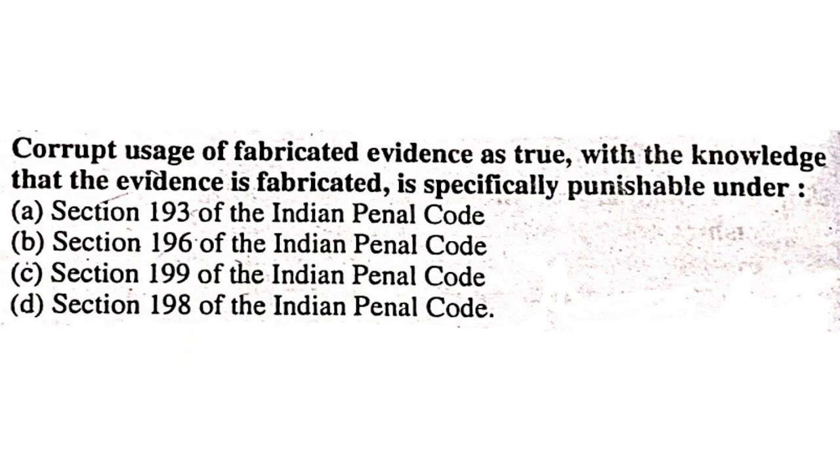Corrupt usage of fabricated evidence as true with the knowledge that the evidence is fabricated is specifically punishable under section 193, 196, 199, or section 198 of the Indian Penal Code. It is punishable under section 196. Section 193 is punishment for false evidence, and corrupt usage of fabricated evidence as true is punishable under section 196 of the Indian Penal Code.